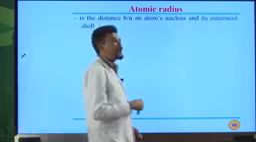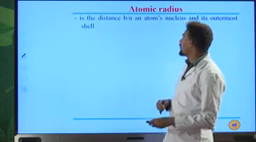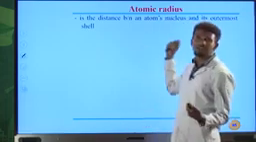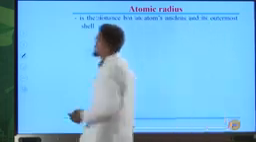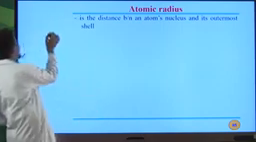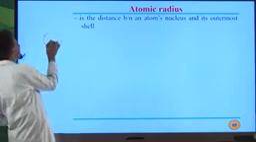The first periodic property is atomic radius. What is atomic radius? This is really very simple. From your mathematics knowledge, you know about radius. Radius is the distance between the center of the circle up to the curve.